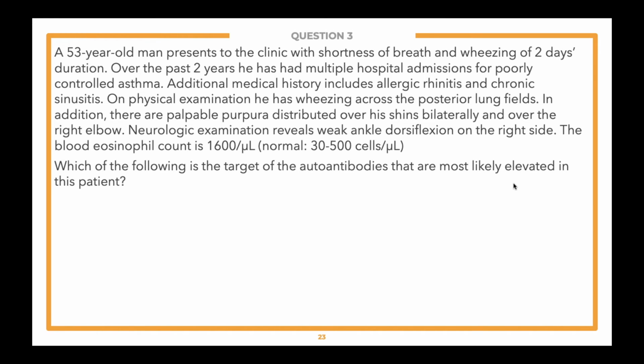Let's move on now to our third question of the evening. As always, we will begin with the lead-in. Which of the following is the target of the autoantibodies that are most likely elevated in this patient? Once again, I'll give all of you a few seconds to respond in the question box and let us know how many steps you think this question will require, and then we'll move on to the vignette.